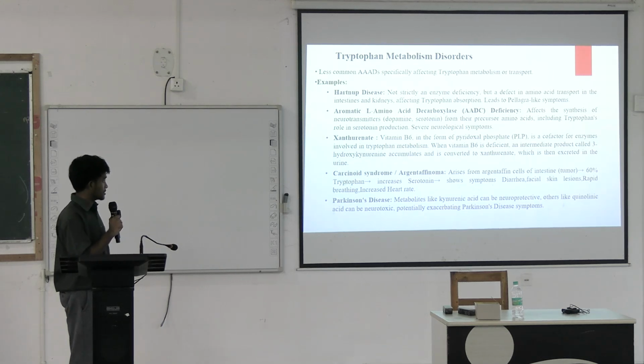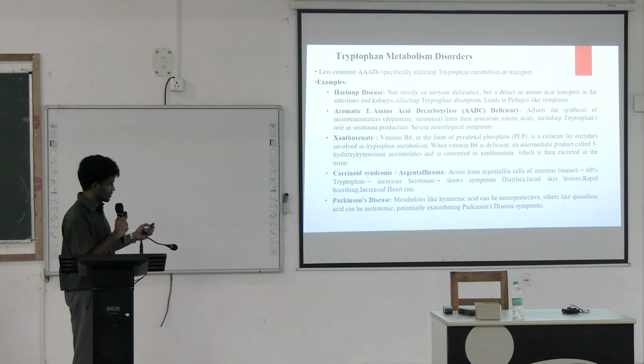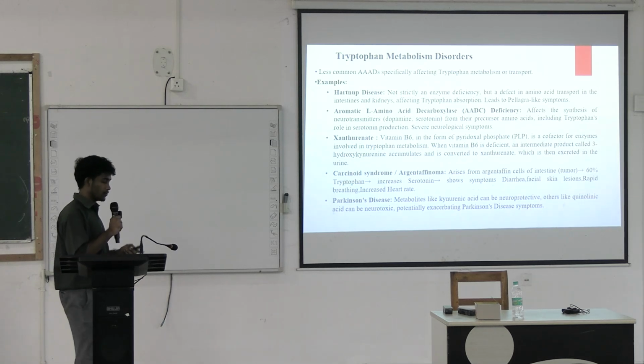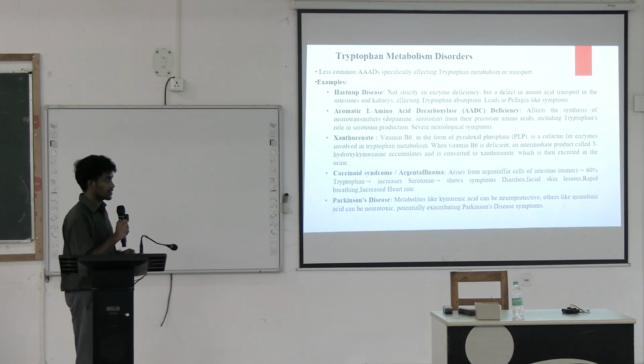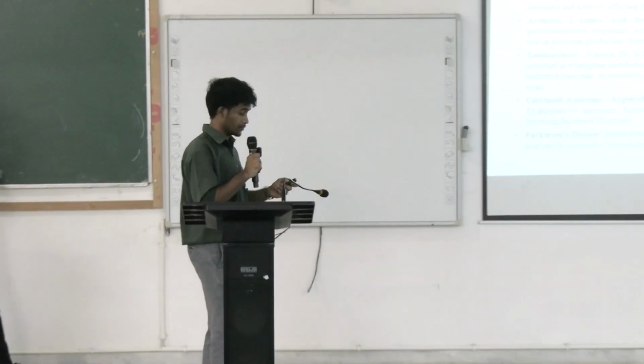Next comes xanthurenate, and vitamin B6 in the form of pyridoxal phosphate acts as a cofactor for enzymes involved in tryptophan metabolism. When vitamin B6 is deficient, an intermediate product called 3-hydroxykynurenine accumulates and is converted into xanthurenate, which is then excreted out through the kidneys in the urine.